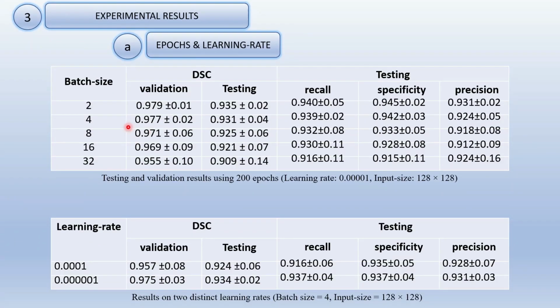In this slide, the first table presents the outcome of training the network with 200 epochs using distinct batch sizes. The DCS in validation increased, for example, to 97.9 in training, while it declined in the testing phase to 93.5, indicating a high variance problem. Moreover, the validation metric does not increase after 127 epochs.